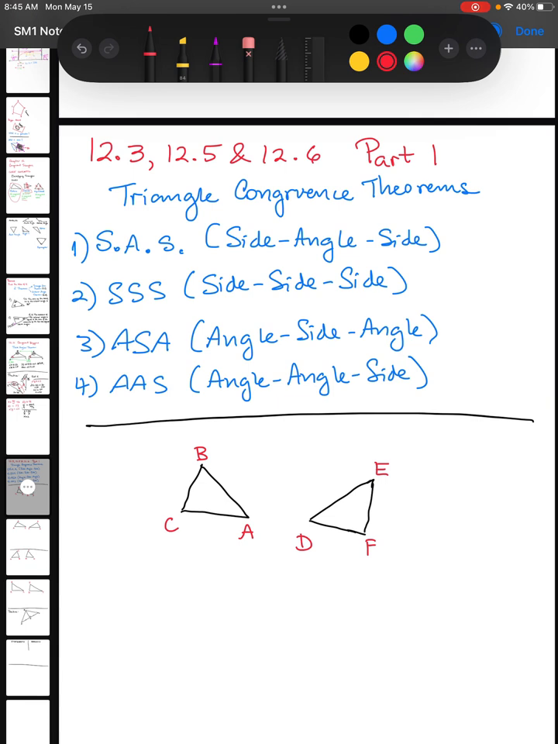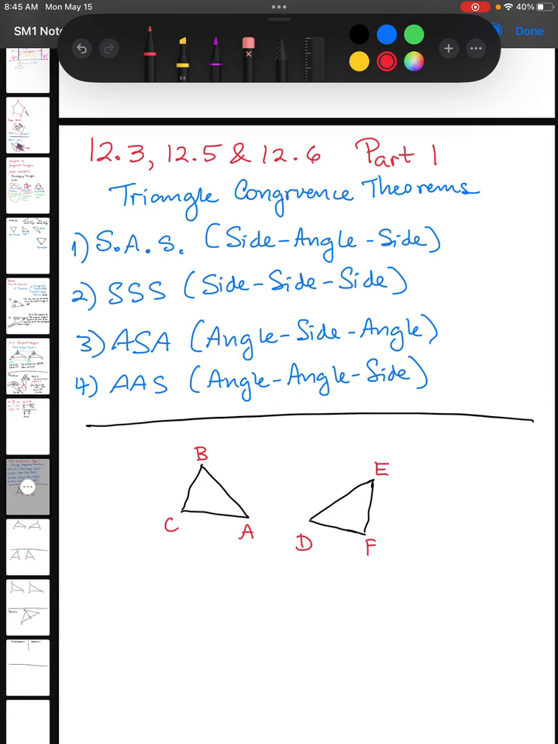The first thing I'd like to mention is that there are four of these congruence theorems for triangles, and they have specific names, and I'm going to walk you through each of them to make sense of what they mean and how to understand them, okay? So, these four theorems are the SAS. S stands for side, A stands for angle, so we have the side, angle, side, and remember the order of these letters is important as well. The second one is side, side, side. The third is ASA, and the fourth one is AAS.